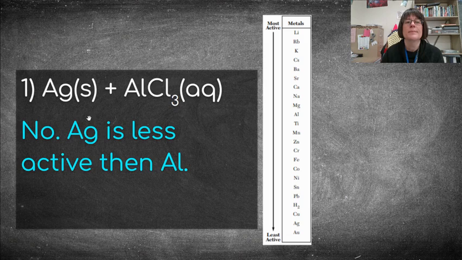So, for instance, we have silver plus aluminum chloride. Will they react? Would be the question. And the answer is no, because silver is less active than aluminum. So we look over here, and aluminum is right here in my activity series. Silver is down here. Silver is less active, so silver's kind of shy, not very pushy. It's not going to go over and ask to take aluminum's partner at the dance.